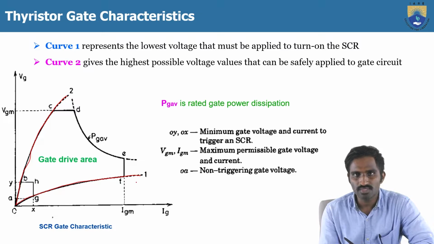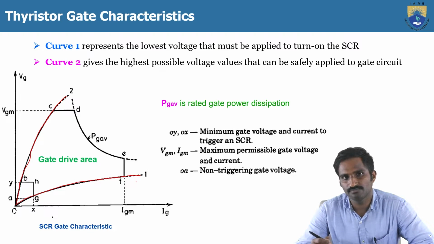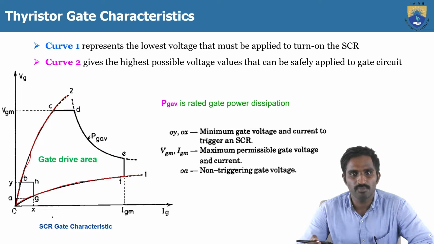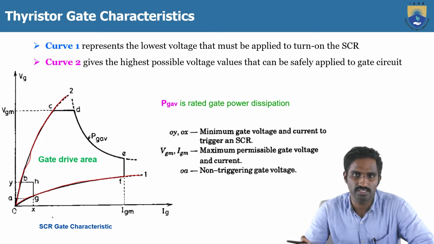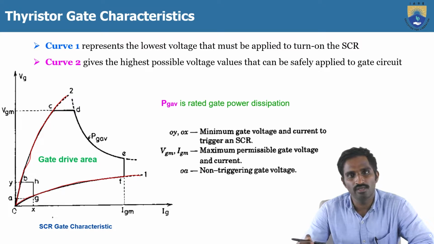As we know, to turn on the thyristor, we must apply a forward biased voltage across the anode and cathode, and we must also give the gate signal of a thyristor. So we must give a minimum gate current required to turn on the thyristor, and the gate current must be below the maximum gate current. Then only you can safely operate the thyristor.